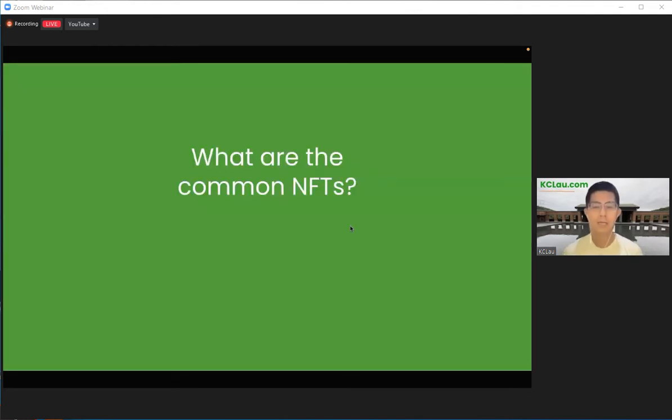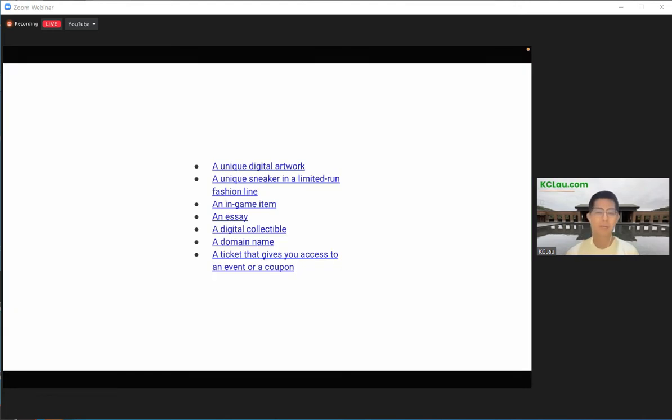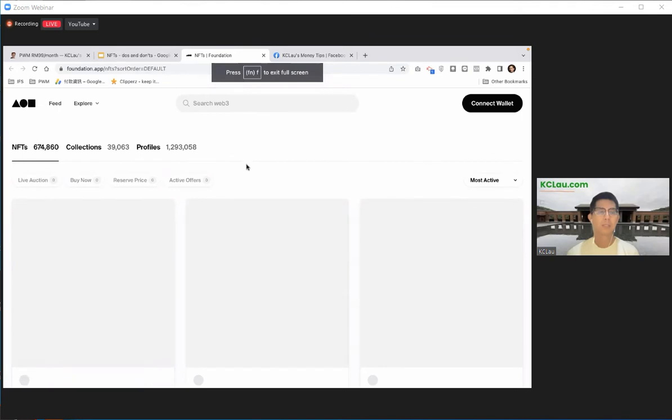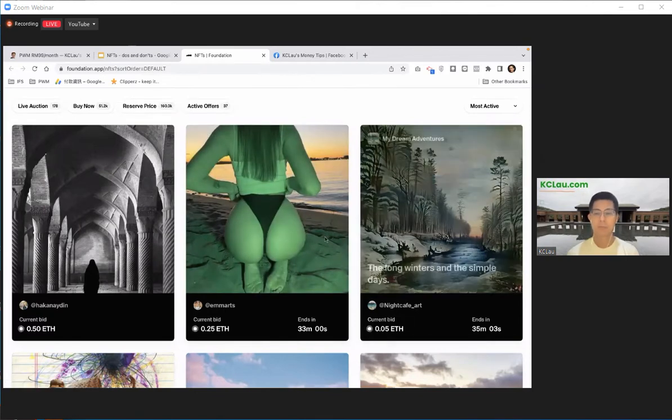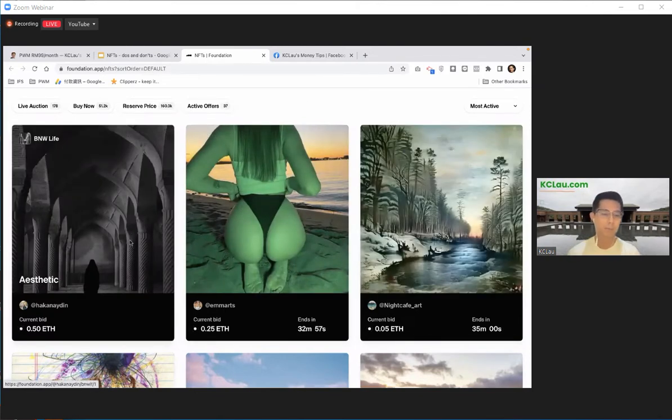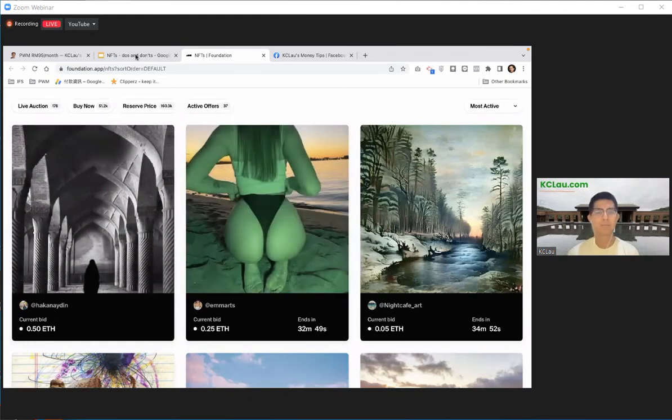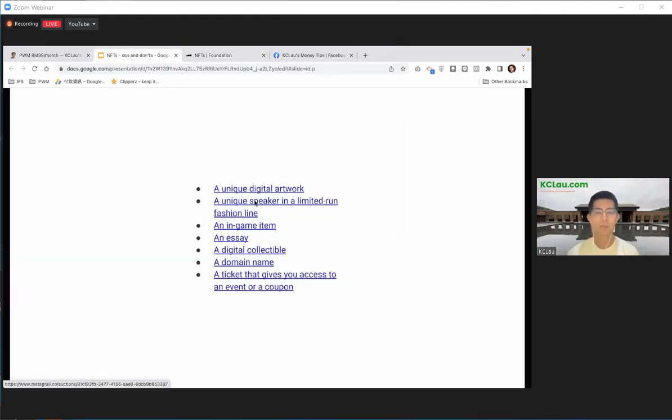So what are the common NFTs? There are many. In fact, there are many. If you click through, it can be a unique digital artwork. If you go there, like this piece of work, you can own it. Every piece of it is unique. Although we can make a copy, we are the owner of the copy, not the original. So they just tokenize it, it becomes an NFT. Technically, that's how it works.